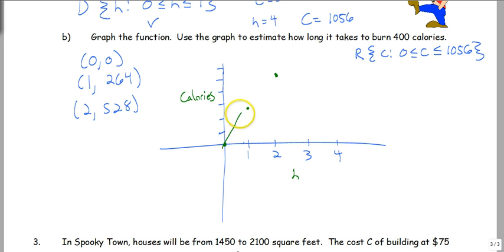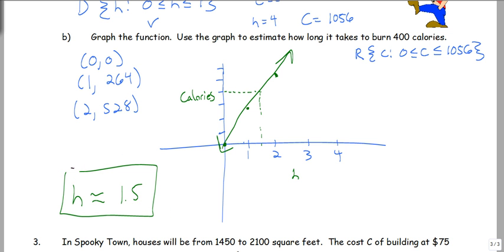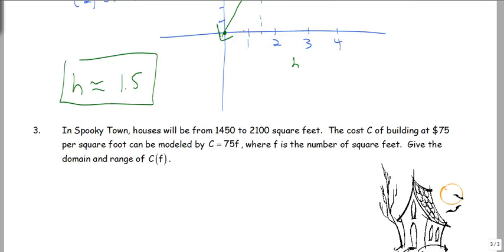It's close enough. And we're going to just use the graph to estimate how long it takes to burn 400. So 1, 2, 3, 4. 400 calories is about there. If I bring that down, I would just say H is approximately 1.5 based on my estimation. Now you could easily figure that out using the linear model by plugging in 400 for C and solving for H, but I just wanted an estimate. So that's all you need to do for that one. We're just graphing and getting points.